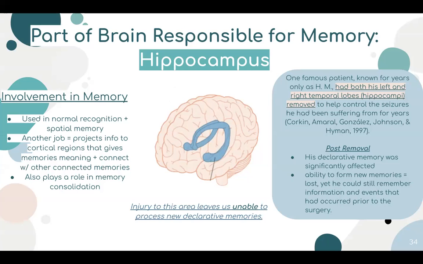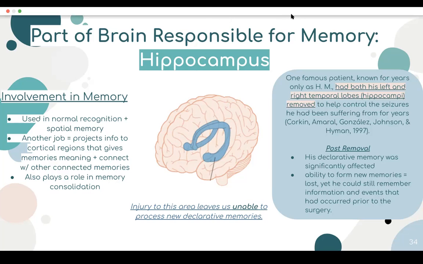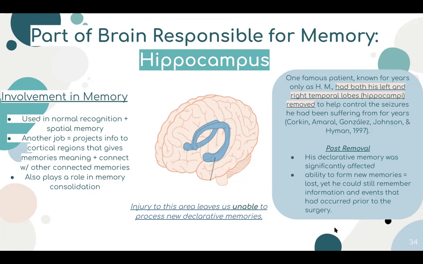So one famous patient was HM, who had both his left and right temporal lobes, so the hippocampal region, removed, to help control seizures he had been suffering from for years. But after it was removed, his declarative memory was significantly affected. His ability to form new memories was lost, but he could still remember memories that had occurred prior to the surgery.